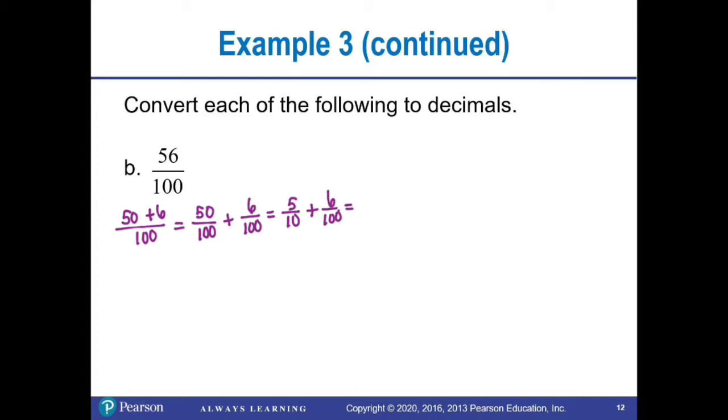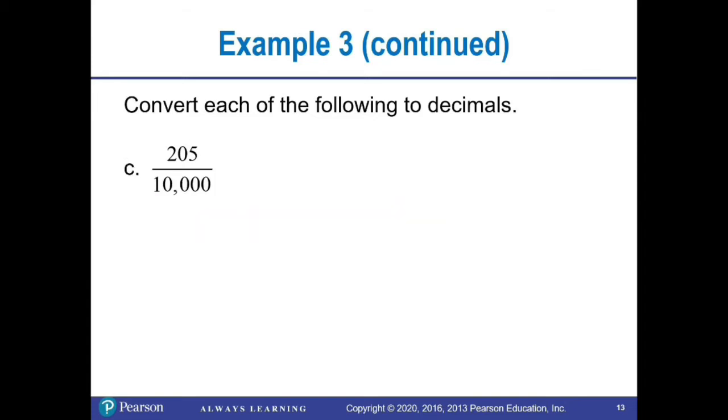Now notice there are no ones here, so I have a 0 for that ones place. And so my answer would be 0 in the ones place. I have 5/10, so that's a 5 in the tenths place. And then the 6/100, that tells me I have a 6 in the hundredths place, so 0.56.